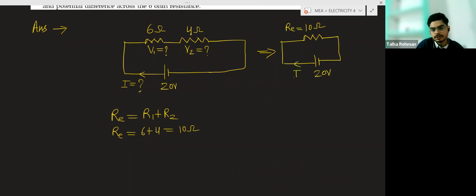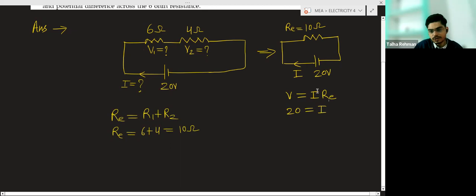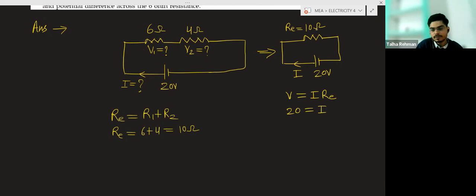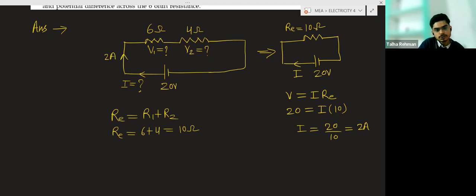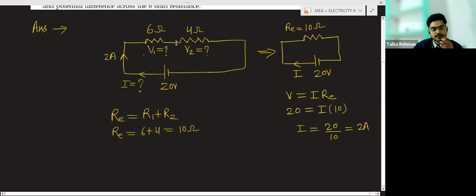And this is the current. So from here you can find V is equal to IR. You can write V is equal to IR. What is V? V is 20. Current you want to find, and here you will take RE. V is equal to I into RE. So RE is 10 ohm. So current will be 20 by 10. So current will be 2 ampere. 2 ampere current is flowing through the circuit.